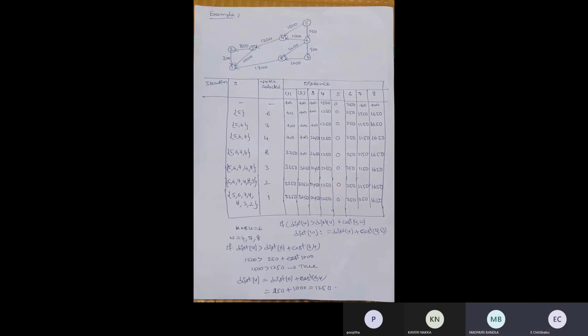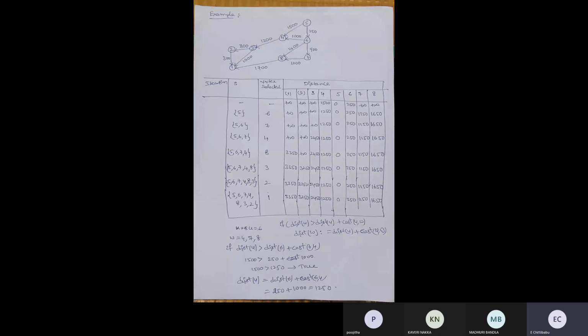1700. Plus infinity greater than 3350. Condition is true. Next, distance of 1 equal to distance of 8 plus cost of 8, 1. 1650 plus 1700, 3350. Write 3350. Now 8 is a visited vertex. Now put 8 into S.